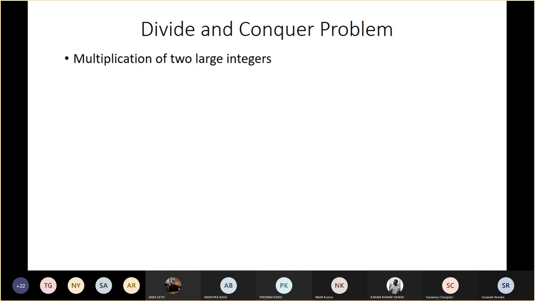So from the name itself, it can be assumed that when a problem is divided into n number of subproblems, and then we find the solution of each subproblem, and after that we conquer or add all the solutions of all the subproblems to get the solution of the given problem. Okay, so that's why it is known as divide and conquer method.